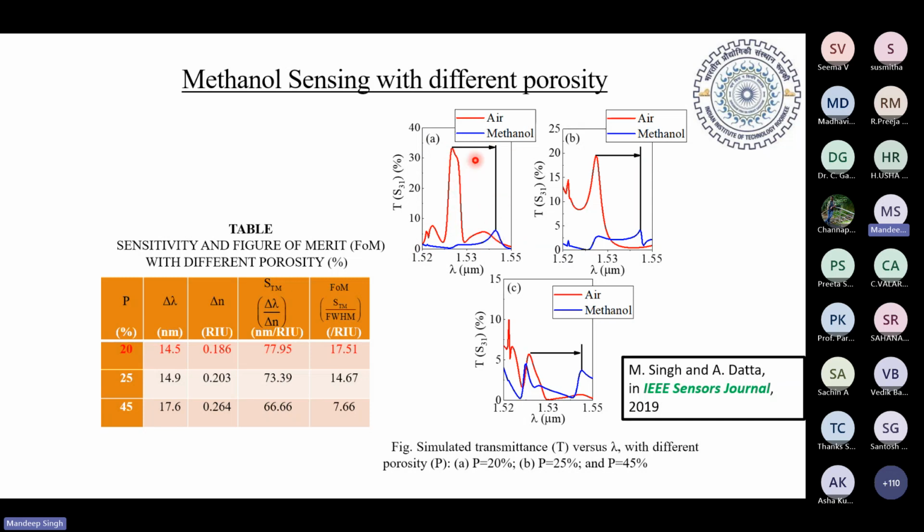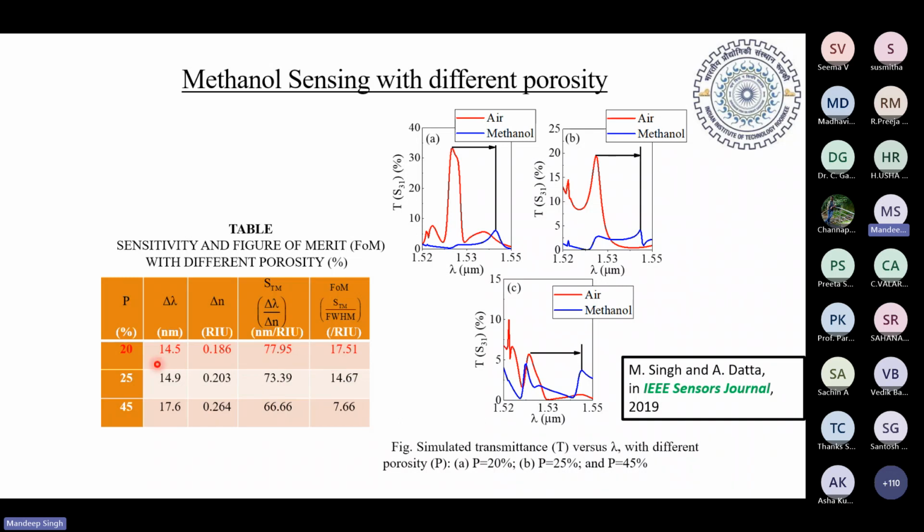Through this shift, delta lambda, and also delta n, the difference between air and methanol, we take the ratio and can get the sensitivity. It is nearly 77.95 nanometer per RIU. And if you see the figure of merit, one more parameter, that is the ratio of sensitivity versus the full width half maximum, for this case it is 17.51. Similarly, we can do other cases like 25% and 45%, and we can get the values for these two parameters.